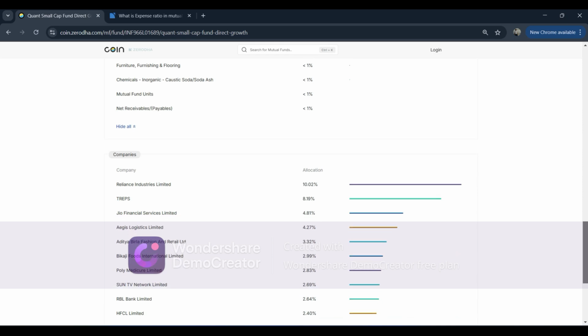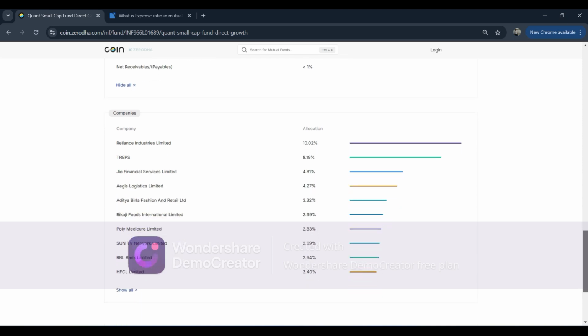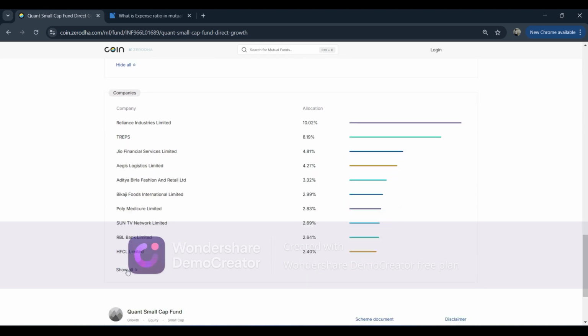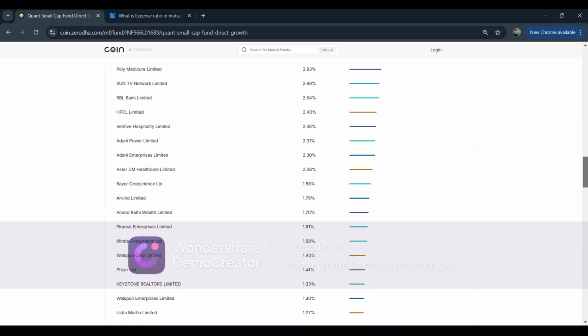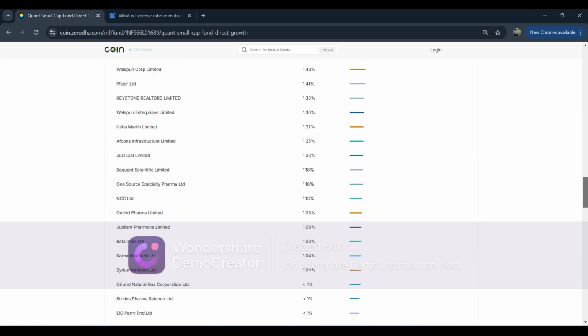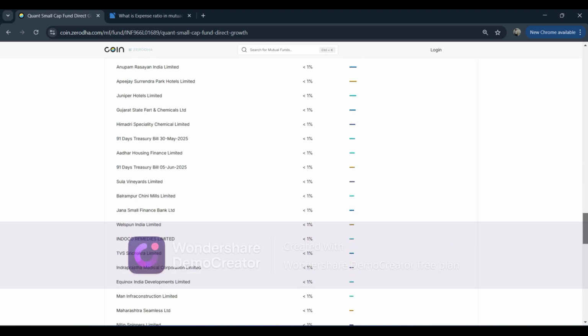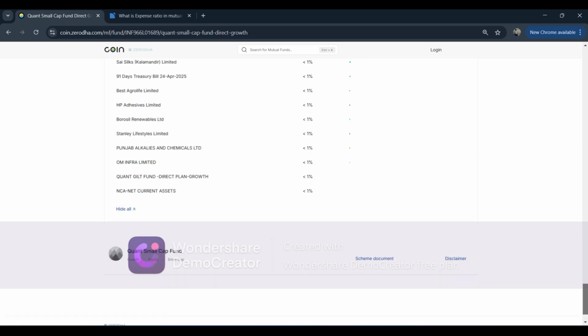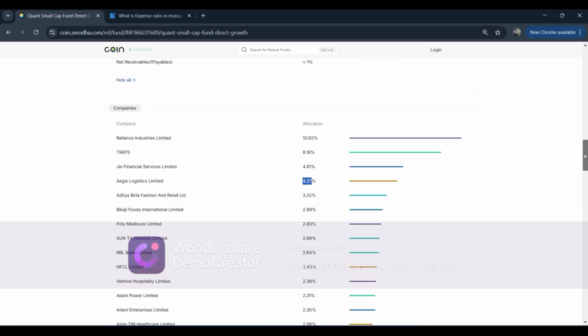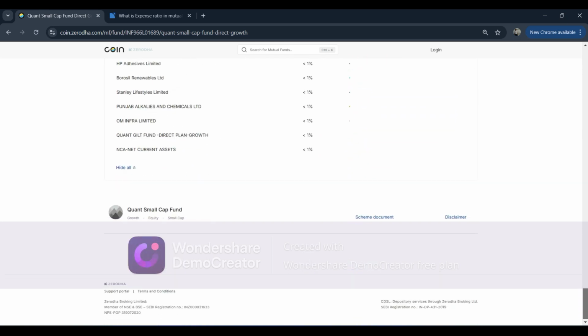Now coming on to the companies. Those were the sectors. These are the companies in which the shares have been bought. So of 100 rupees, 10% allocation goes to Reliance, 4% goes to Jio Financial, and AG's Logistics goes around 4.27%. Based on this, you can see how your money is divided in these specific percentages of 100 rupees. Similarly, you can scale it to the amount that you're investing. It is divided among many companies. Around how many companies are there? Not exactly sure. Around more than 70 companies are there.